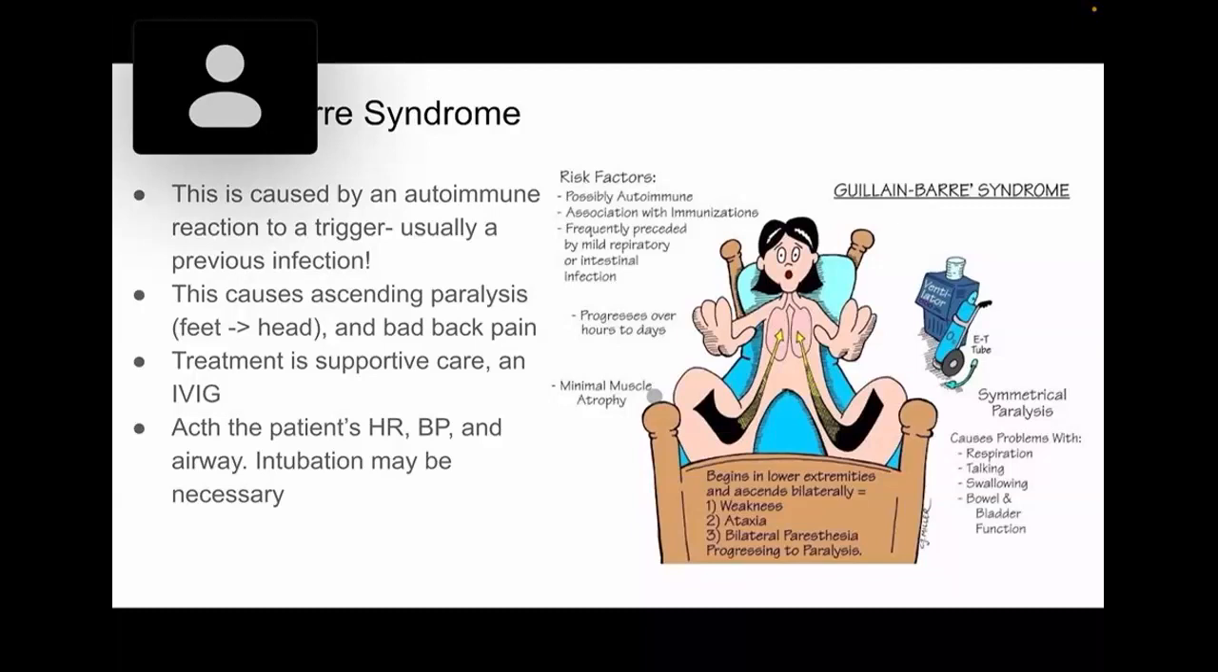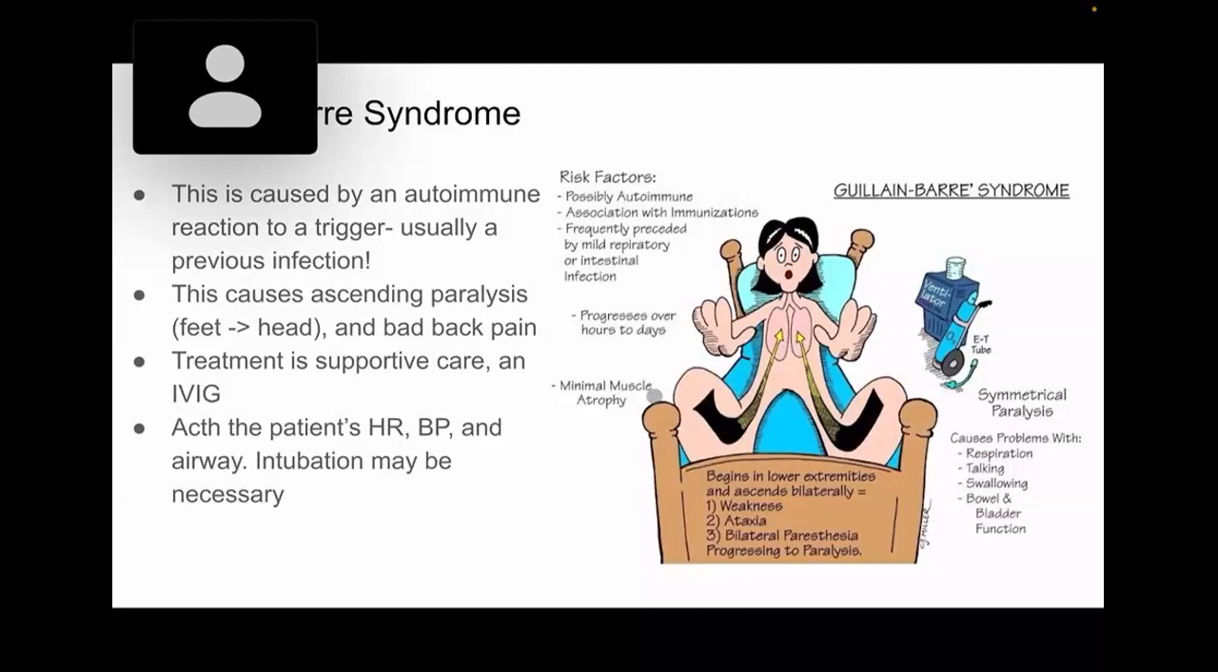The issue with the ascending paralysis is going to start having paralysis in their lower extremities and it's going to creep upward. The issue is when it creeps all the way up into the lungs, because then they're going to require mechanical ventilation. Okay, they're going to need to be intubated. Treatment is supportive care and IV immunoglobulin to kind of help flush out their autoimmune attack.